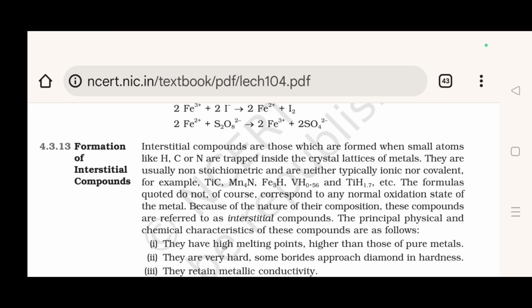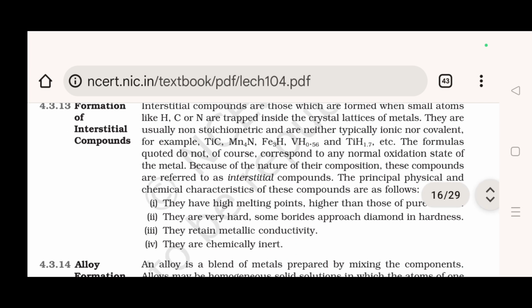The principal physical and chemical characteristics of these compounds are: they have high melting points, higher than those of the pure metal. They are very hard. Some borides approach diamond in hardness. They retain metallic conductivity. They are chemically inert.